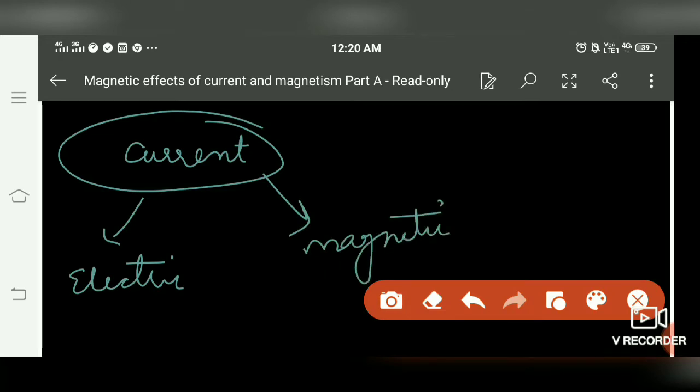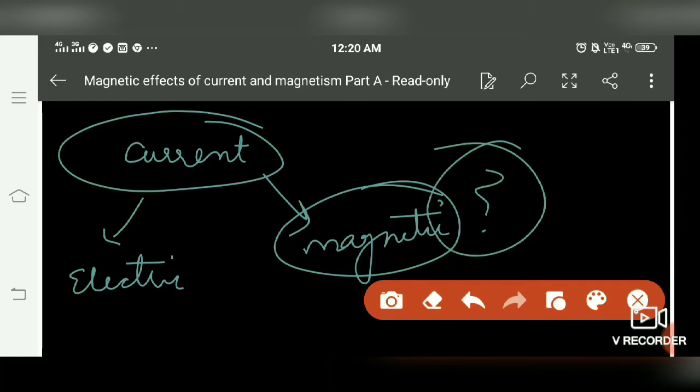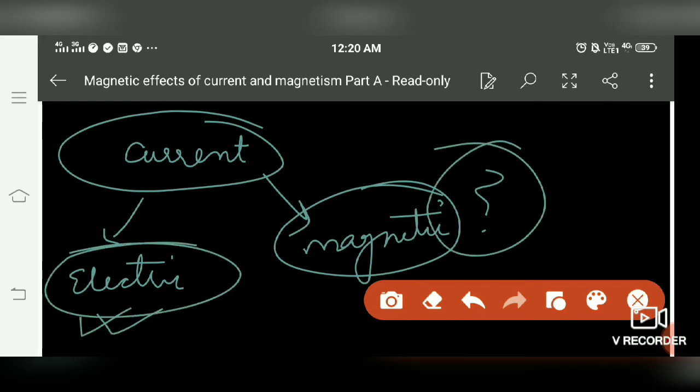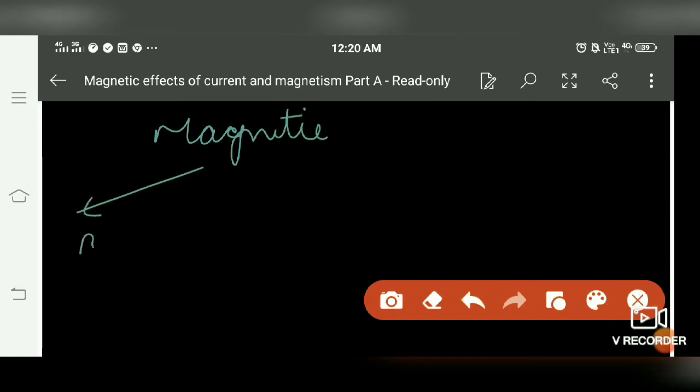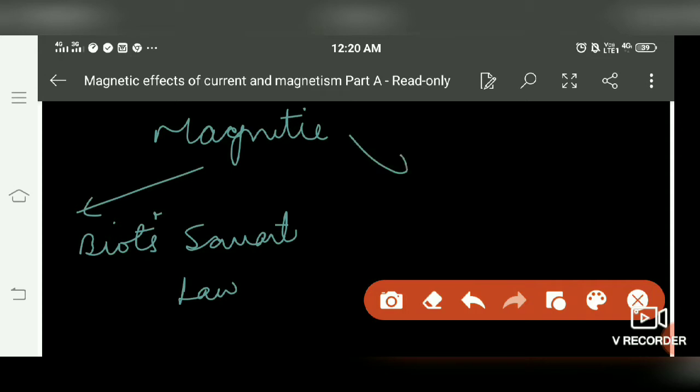So if magnetic field is there, then how can we find the magnetic field? We know there are a number of ways to find electric field that we had discussed already in the previous chapter, but how can we calculate the magnetic field? To calculate the magnetic field, there are two laws. First is Biot-Savart law, and second is Ampere's Circuital law.